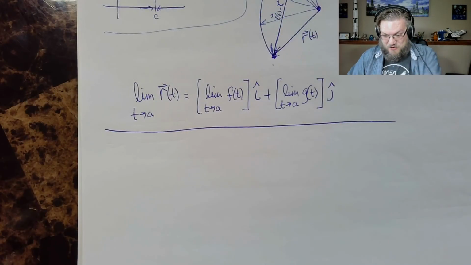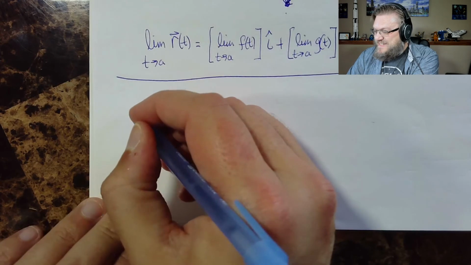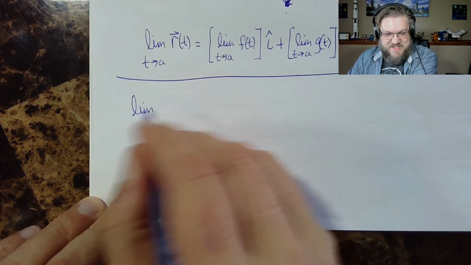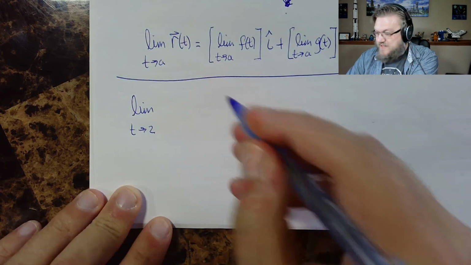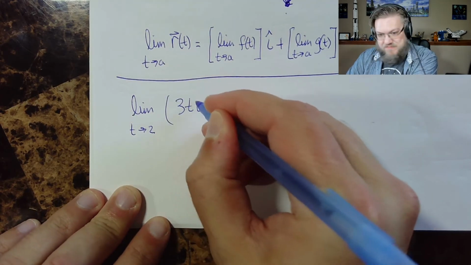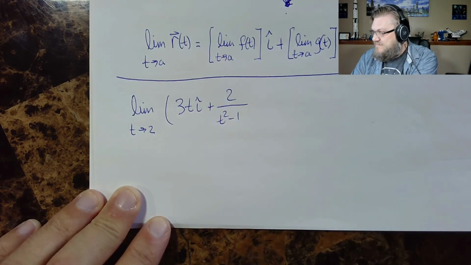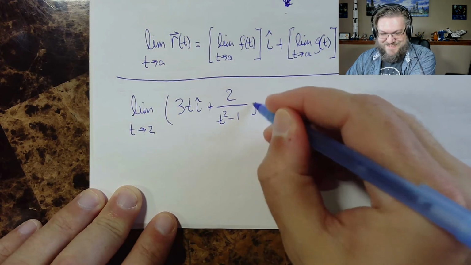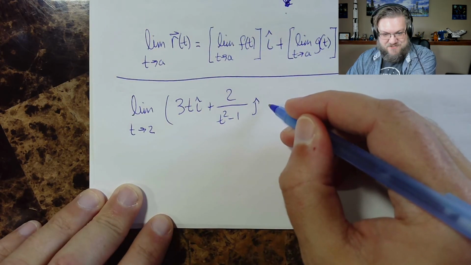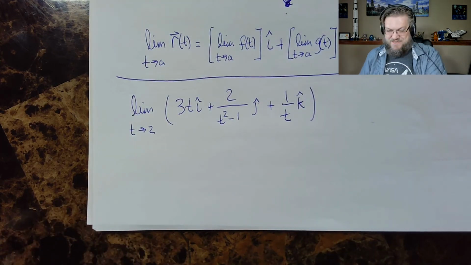Let me do a couple examples of limits and then we will be on our way. So here we go. Let's calculate the limit as t goes to 2 of the vector 3t i plus 2 over t squared minus 1 j plus 1 over t k, like that.